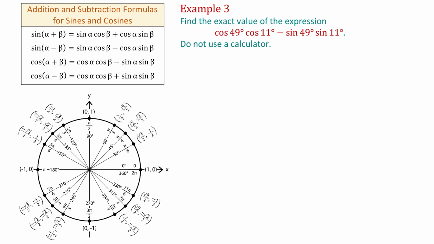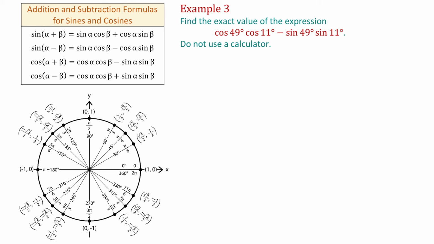In the third example, we need to find the exact value of the expression cosine of 49 degrees times cosine of 11 degrees minus sine of 49 degrees times sine of 11 degrees. And again, we cannot use a calculator. The given angles are not special angles from the unit circle. But notice that this expression matches the right side of this formula.